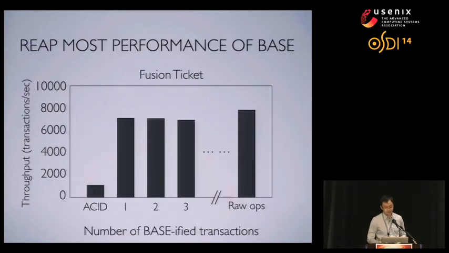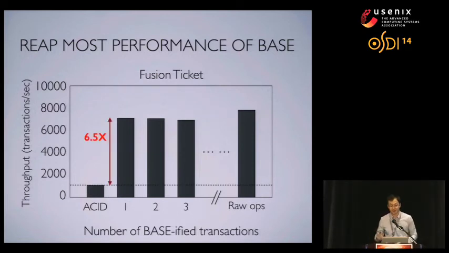To answer the second question, we perform an experiment to help us understand how close we can come to the performance of the pure BASE approach. As I mentioned before, by basifying a single transaction, we get a speedup of 6.5 over ACID. As shown in this graph, by basifying the next one or two transactions, we do not get additional performance benefit. But what if we basify more transactions? As I mentioned, the complexity increases exponentially, and there are 11 transactions in the Fusion Ticket workloads. It is very hard for us to basify all of them.